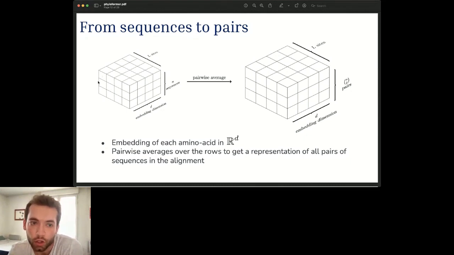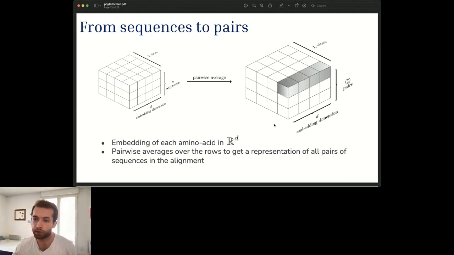So if in the initial encoding we had the first row representing the first sequence, the second, and so on, now we will have the first row representing the first and second sequence, the second row representing the first and third sequence, and so on. At some point we will have the second and third sequence, etc., in lexicographic order.